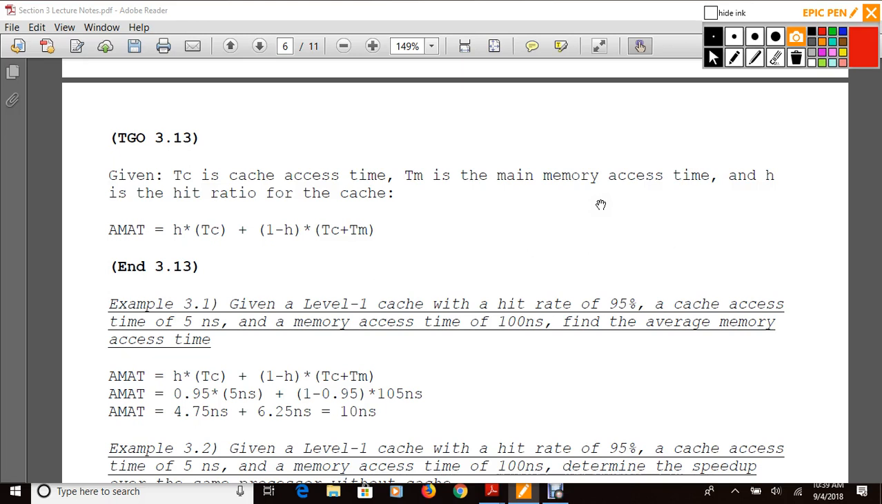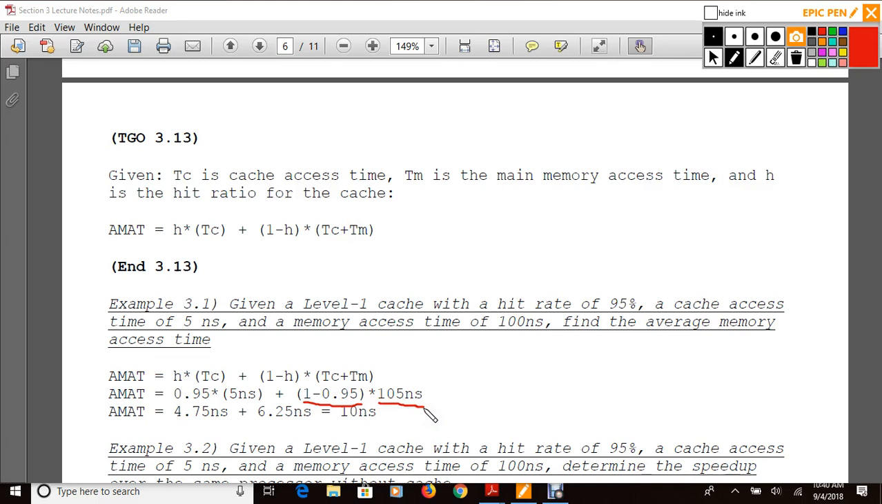So 95% of the time, it's going to take me 5 nanoseconds to get what I need. But 5% of the time, it's going to take me 100 nanoseconds to get what I need. So from here, we use our level 1 equation. My hit rate is 0.95 times 5 nanoseconds, plus the miss rate, which is 1 minus 0.95, which is 0.05, times 105 nanoseconds. So why am I doing that instead of just 100?